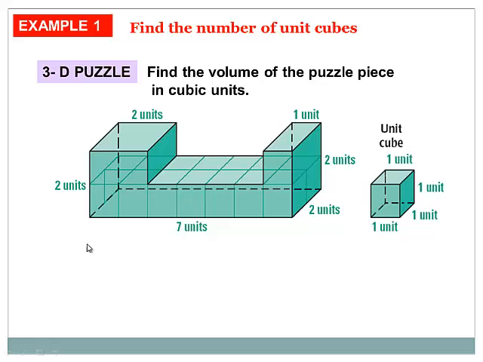So what you could do in this particular model is you could actually just physically count the number of boxes. So like 1, 2, 3, 4, 5, 6, 7, 8 for the cube. So this would be 8. And then we have 1, 2, 3, 4, 5, 6, 7, 8 for the rectangular prism. And then we have 1, 2, 3, 4 for the other rectangular prism. So if you added those all together, you would get 20 units cubed for the actual volume.